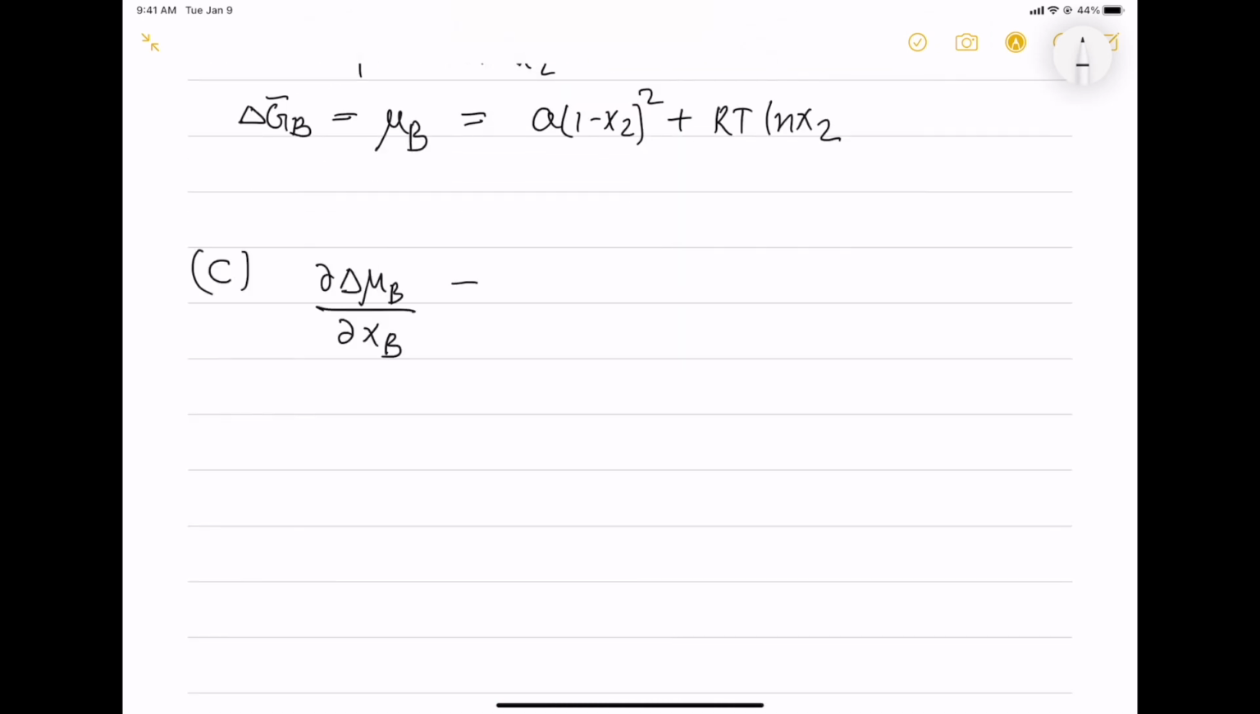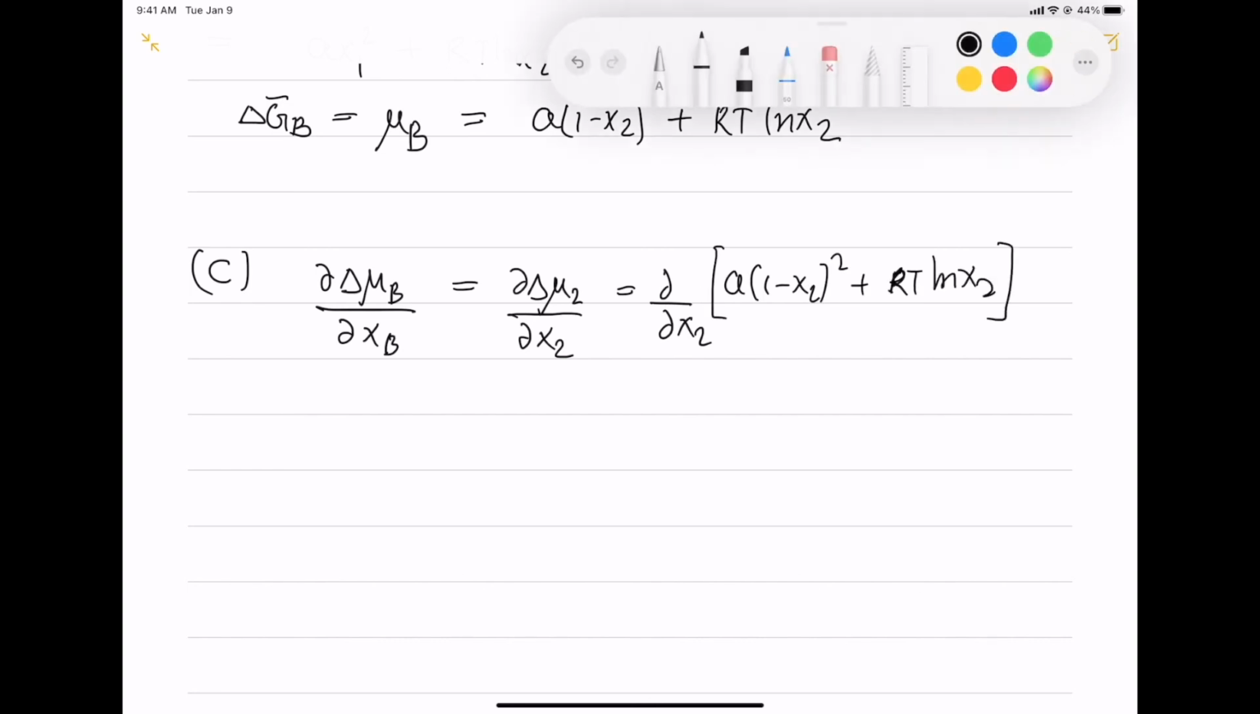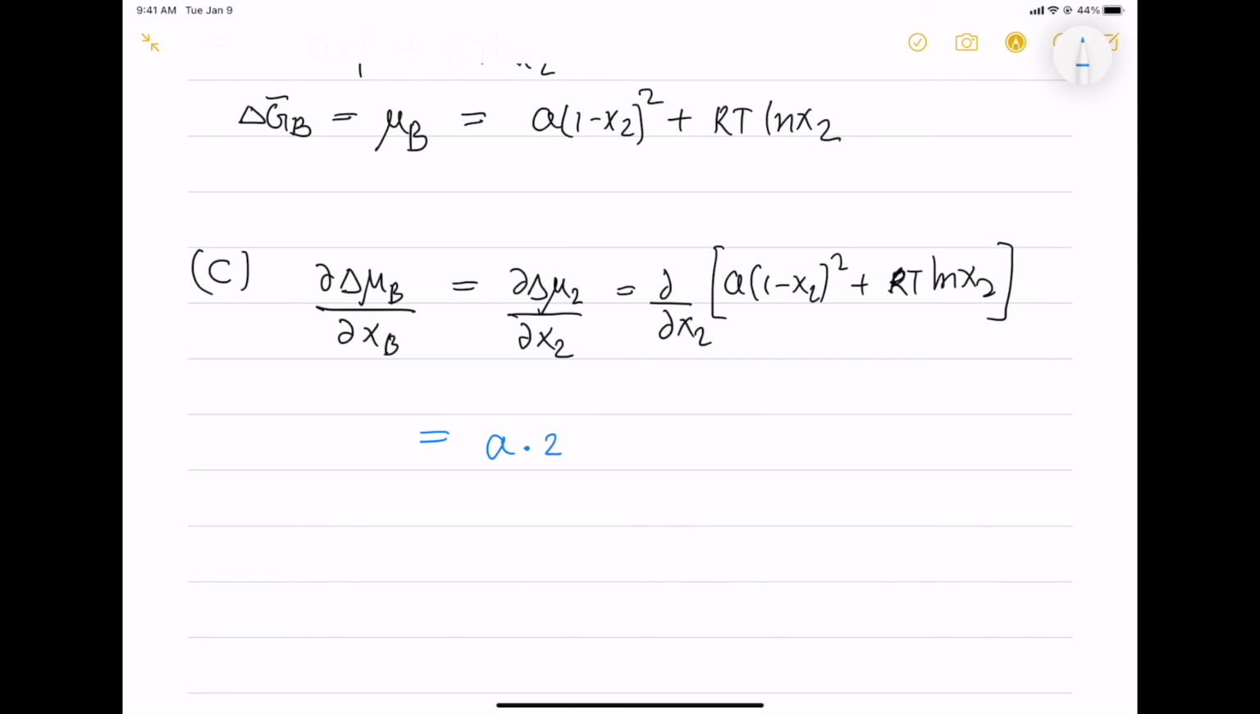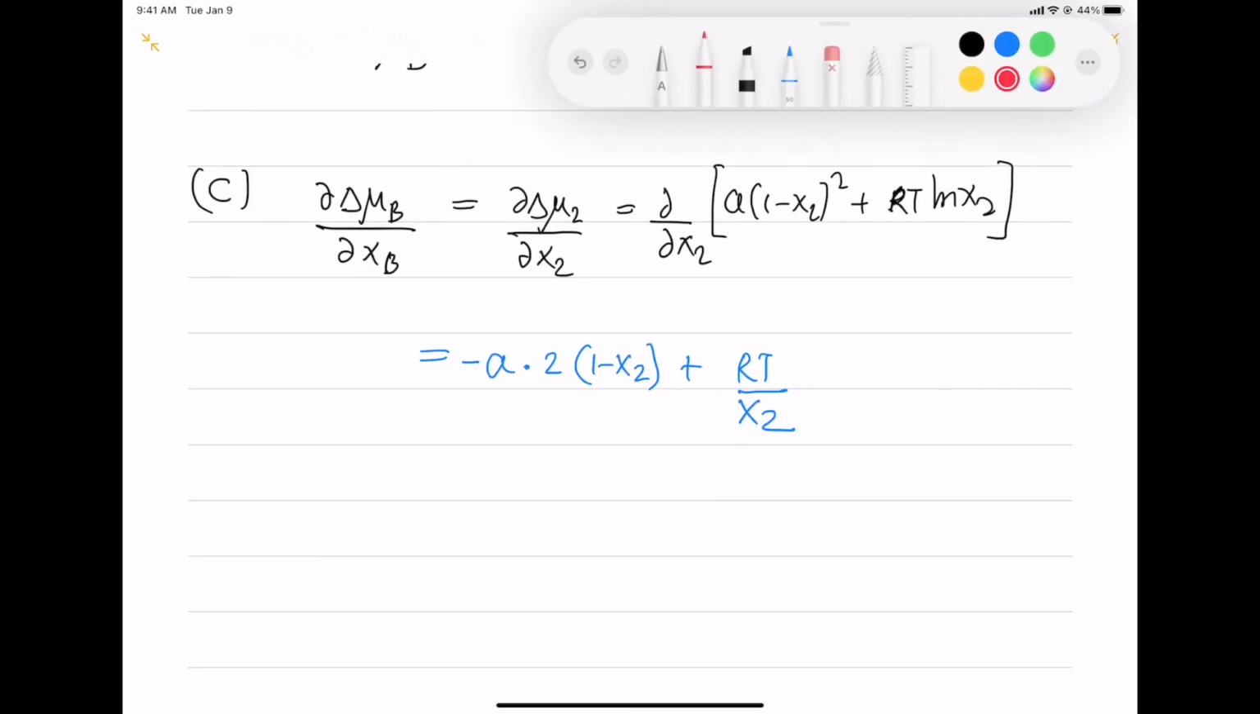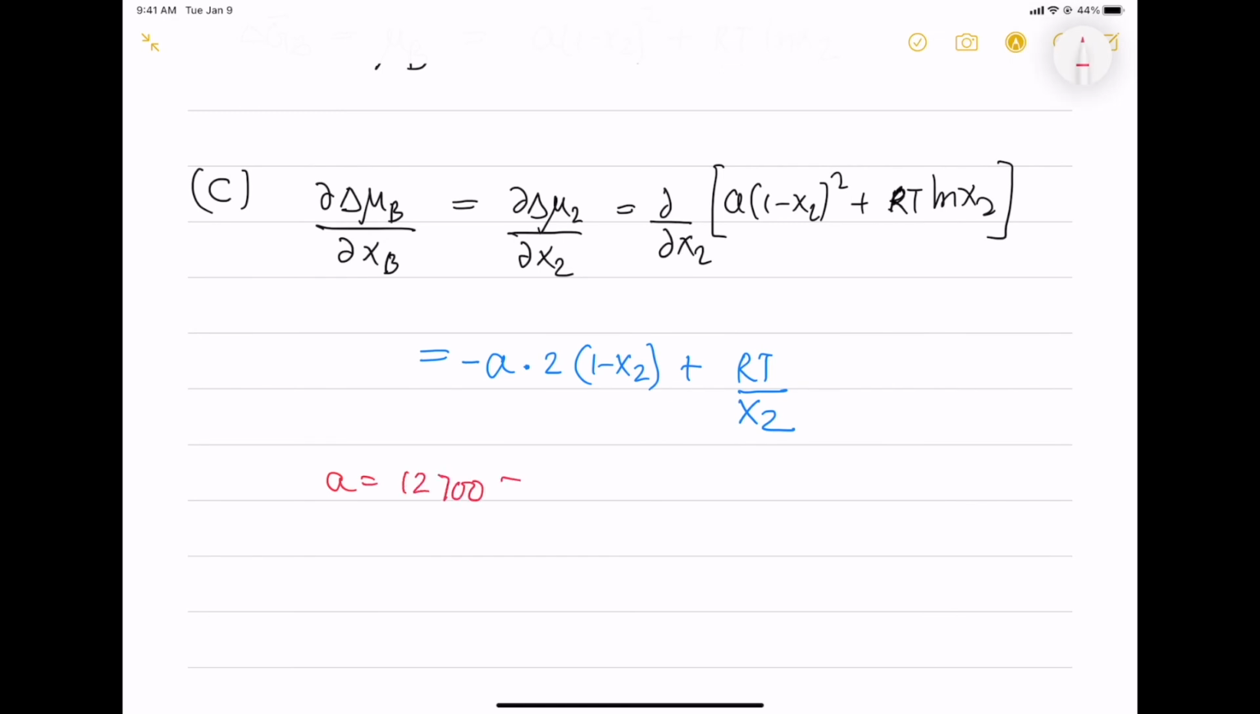Now we have to take the differential of this for the C part. So that's nothing but the second component. So I take the differential and we obtain a very simple equation, and we substitute the values and plot the diagram.